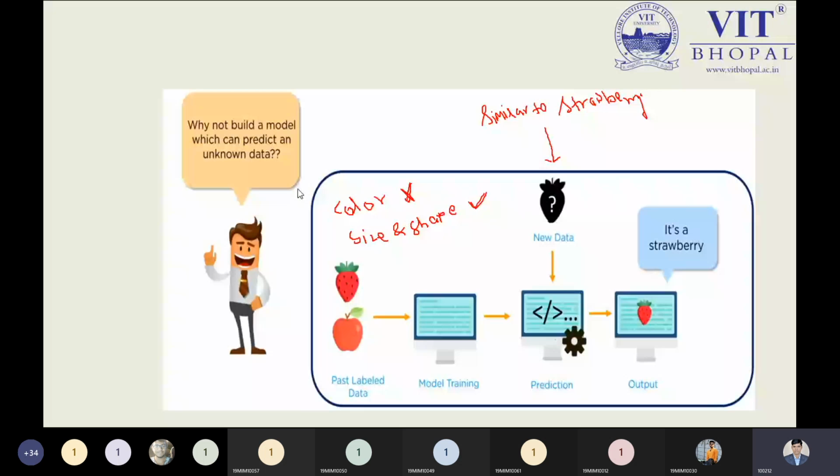So what are the steps? One is model training, and then prediction and output. So this is a strawberry, we can easily see. If I put new unknown data into my machine or to my son, suppose a black strawberry, he will always say it's a strawberry, because I have trained him on the basis of size and shape. That is important. Now, is this image visible to all? Do you have any doubt? Then you can ask me right now. Yes, tell me. Till now everything is clear, or do you have any doubt? Please ask me right now.